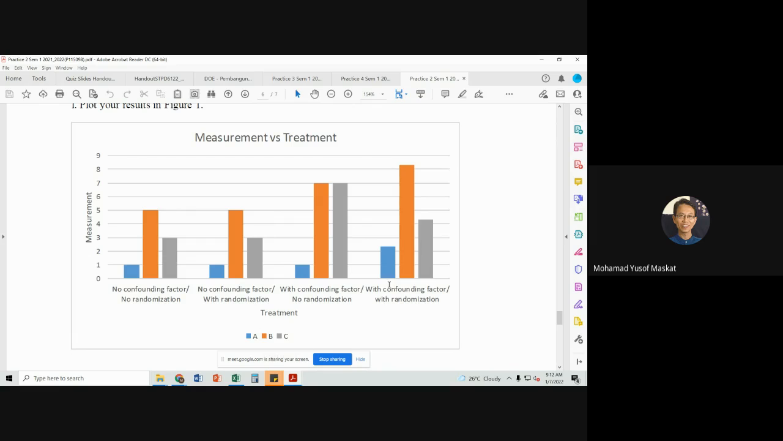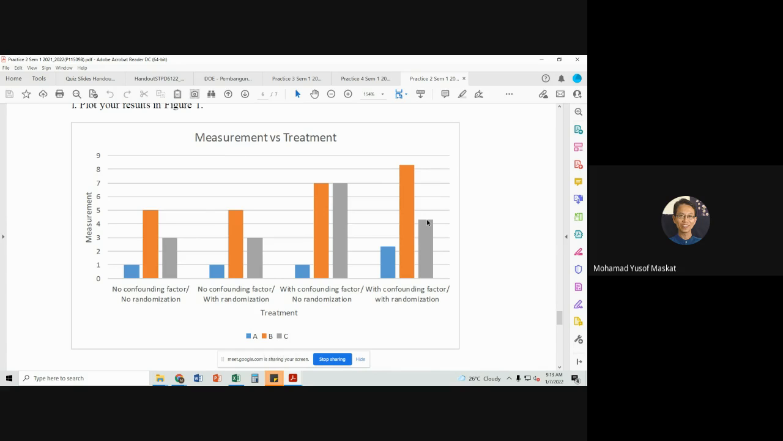So without randomization, it will affect our result. Then we will conclude that there are no differences between treatment B and treatment C, which in actuality, treatment B is higher than treatment C. But if you were to do randomization, then at least we can get closer to the actual values, where A is the lowest, B is the highest, and C is in the middle.